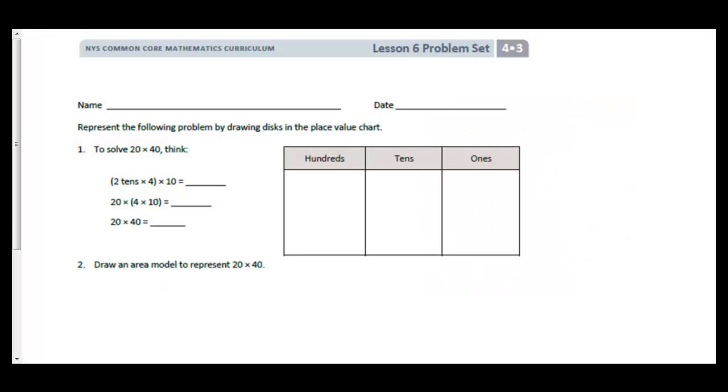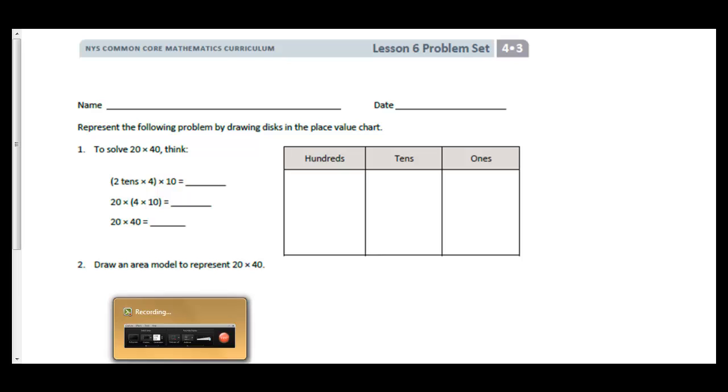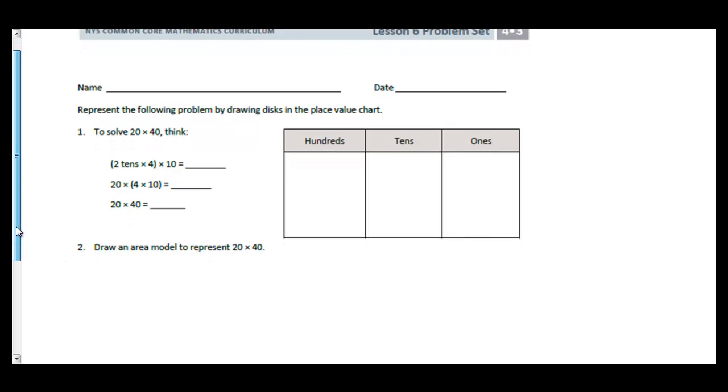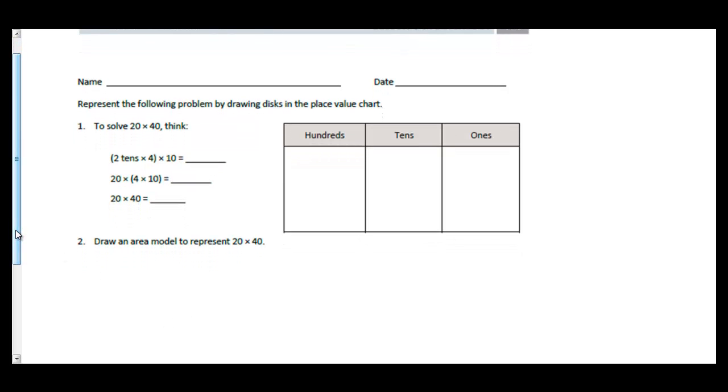Go ahead and get out your problem set, please. I want you to write your name at the top of the Lesson 6 problem set, and then let's go ahead and get started. It says represent the following problem by drawing disks in the place value chart.